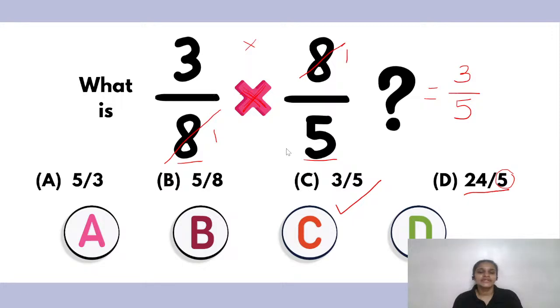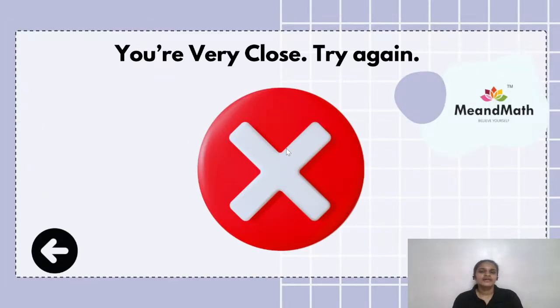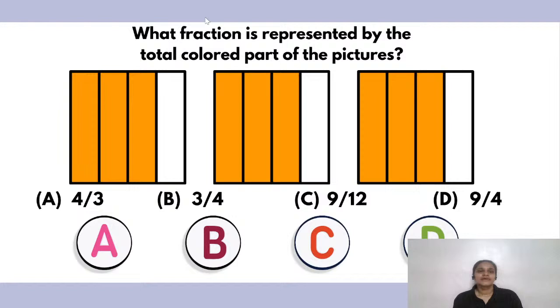And here we have it. What fraction is represented by the total colored part of the picture? Once again, each picture represents a fraction. So what is the total when we add them? Now I want the answer to this. What is the total?